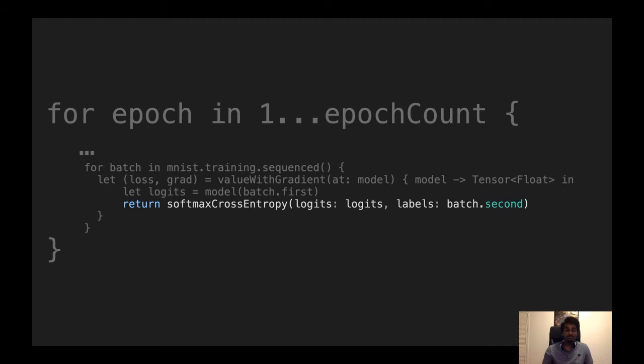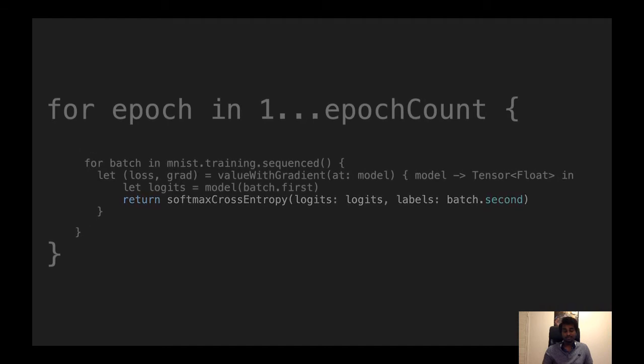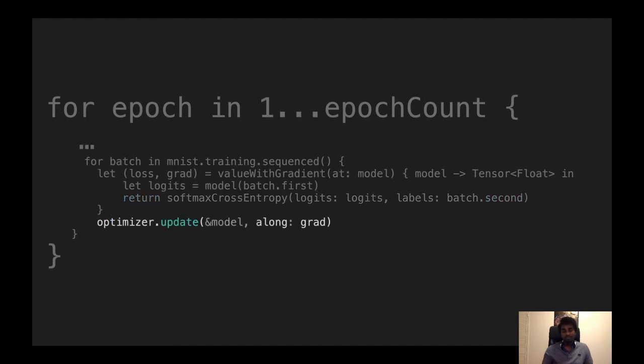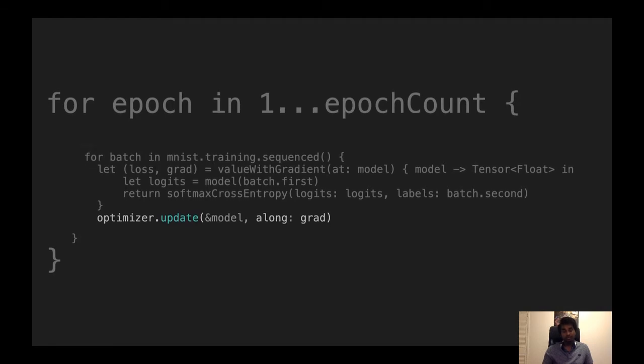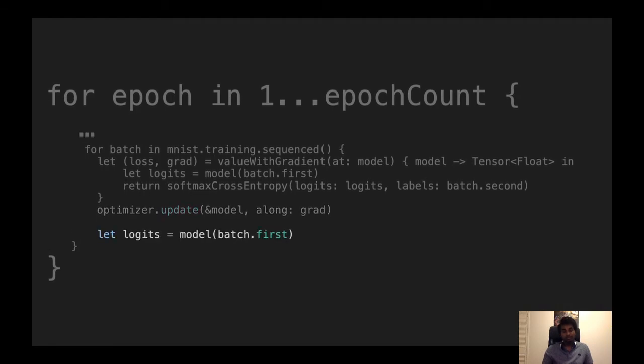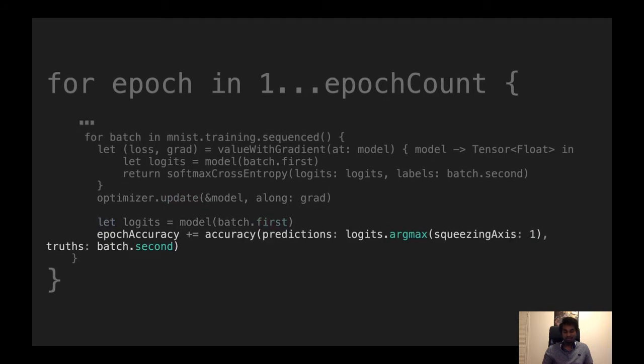And as we're using softmax, we're going to use softmax cross entropy to calculate the loss. We supply the predictions. So softmax cross entropy will calculate the difference in probabilities with the predicted value and the expected value. Now, using the optimizer, we're going to update the model along the gradient. Now, I'm just calculating using the same logits over here.